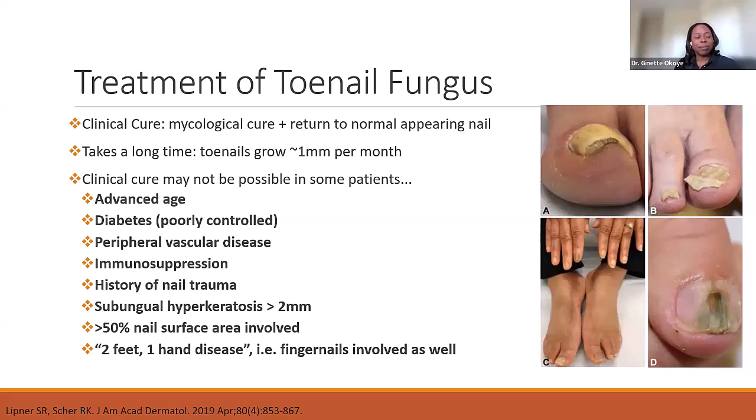And fungus is everywhere, by the way. So if they have nail trauma, chances are you're not going to be able to get rid of it altogether. A really important one is subungual hyperkeratosis. Under the nail, you get this piling up of tissue that's pretty common in nail fungus. But if that is more than 2 millimeters thick, the chances of getting rid of that nail fungus are really, really slim. And if more than 50% of the nail surface area is involved, that also decreases the chances of it getting better.